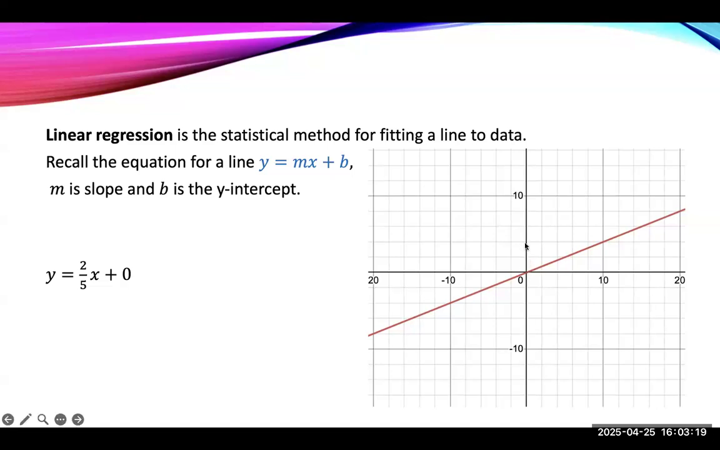Notice that these tick marks are units of 2: 2, 4, 6, 8, 10, and 2, 4, 6, 8, 10. So to go up 2, there's 1 tick mark, and then to go to the right 5 is 2.5 tick marks. So go up 2 and to the right 2.5. 2 over 5 is the same thing as 4 over 10. So you could go up 2, 4, and to the right 2, 4, 6, 8, 10.